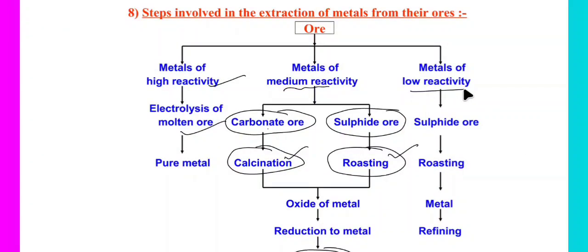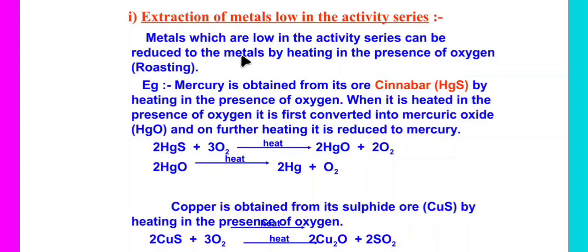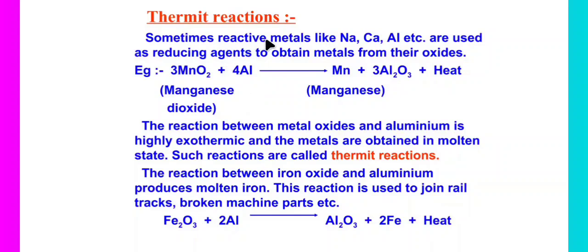Moving on, what about metals of low reactivity? How are metals refined in this process? First they are converted to sulfide ore, then roasting takes place, and then the metals are refined. This is the process of metal extraction low in the activity series, so you can read all of this. And for extraction of metals in the middle of the activity series, roasting and calcination, we have discussed everything in detail. And the thermite reaction is important.